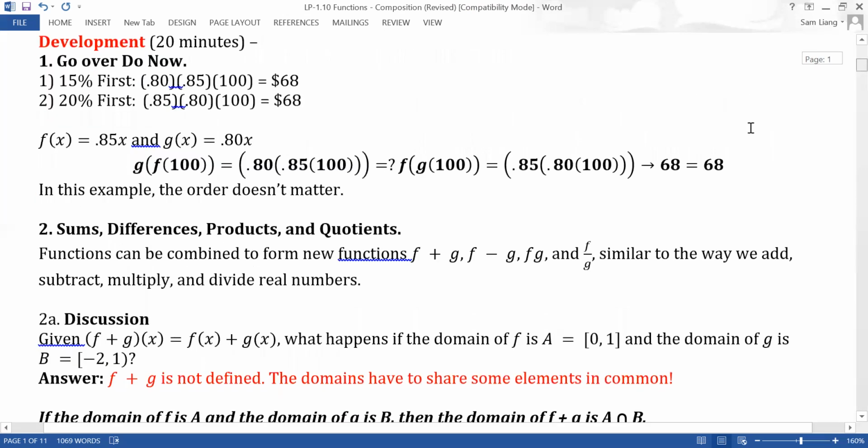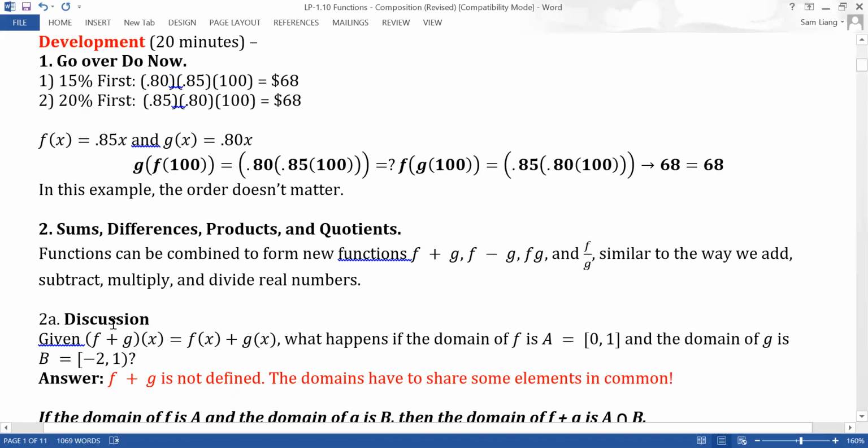So functions can be combined to form new functions: f plus g, f minus g, f times g, and f divided by g, similar to the way we add, subtract, multiply, and divide real numbers. Okay, nothing really groundbreaking here, just something you can do, right?